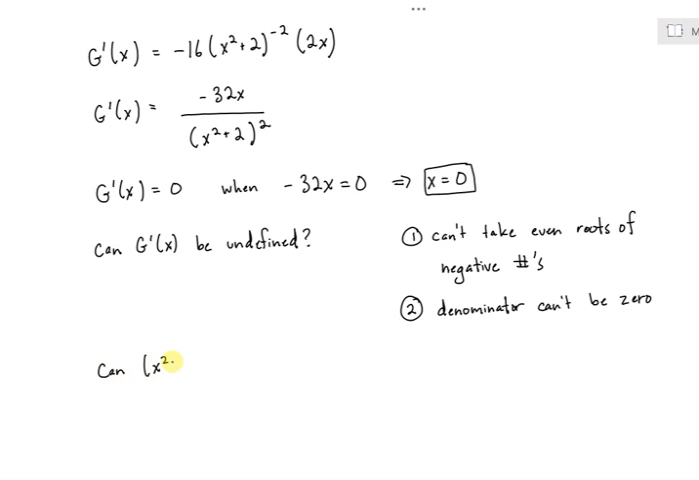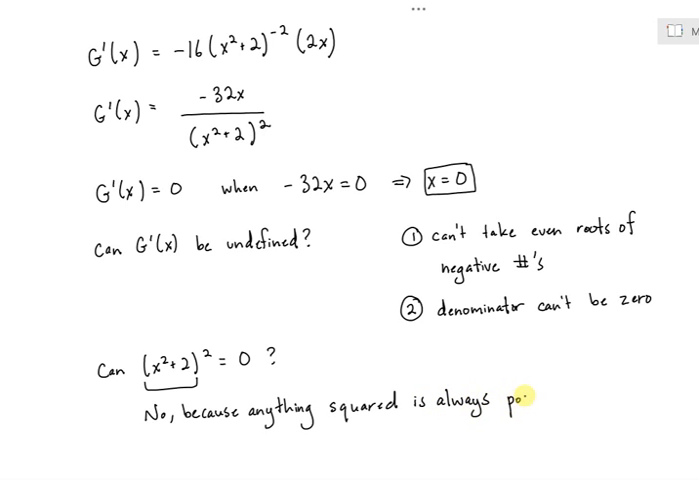Can x squared plus 2 squared equal 0? No, it's something squared, so it's always positive. In fact, the inside has a square too, so even x squared plus 2 is always positive. But certainly if we square it twice, it's going to still be positive. So we only have one critical point. It's at x equals 0.